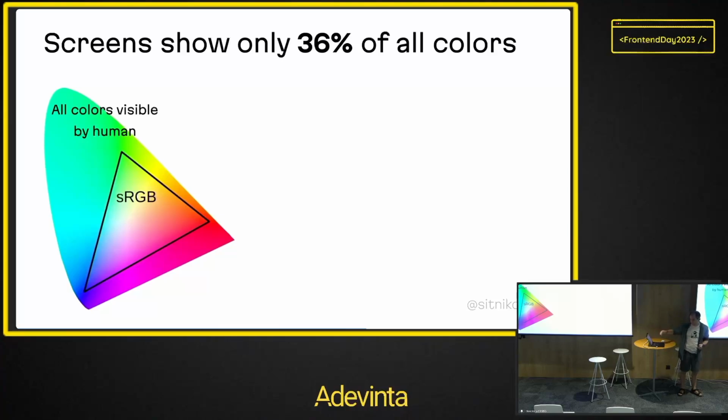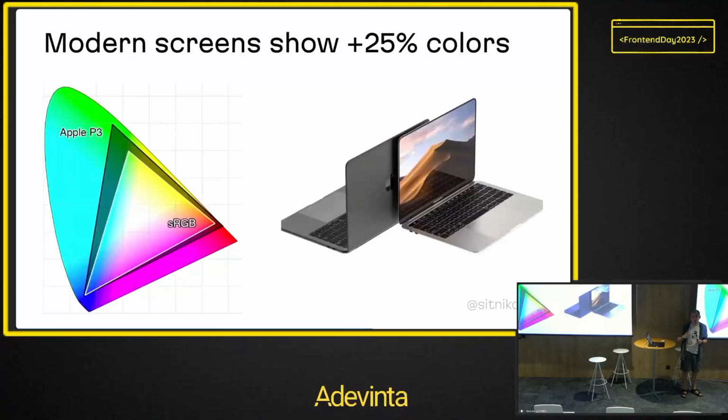rendered on this screen. And modern devices, they go further. They can render more colors. But how can we use them? And this is a problem.